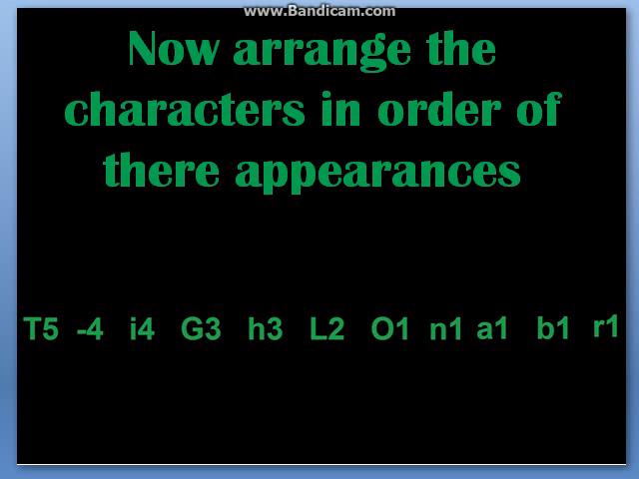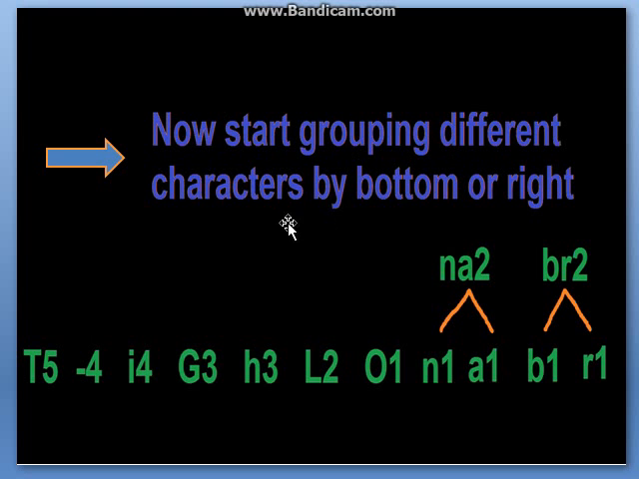Now we'll start grouping different characters from the bottom or right side. Like B appeared once and R appeared once. This will form a parental tree known as BR2. Similarly, N appeared once, A appeared once. They will form a vertical parental tree called NA2. Now we'll create trees for the others: L2O1, G3H3, I4-4, T5-4. So we'll have a tree like this.